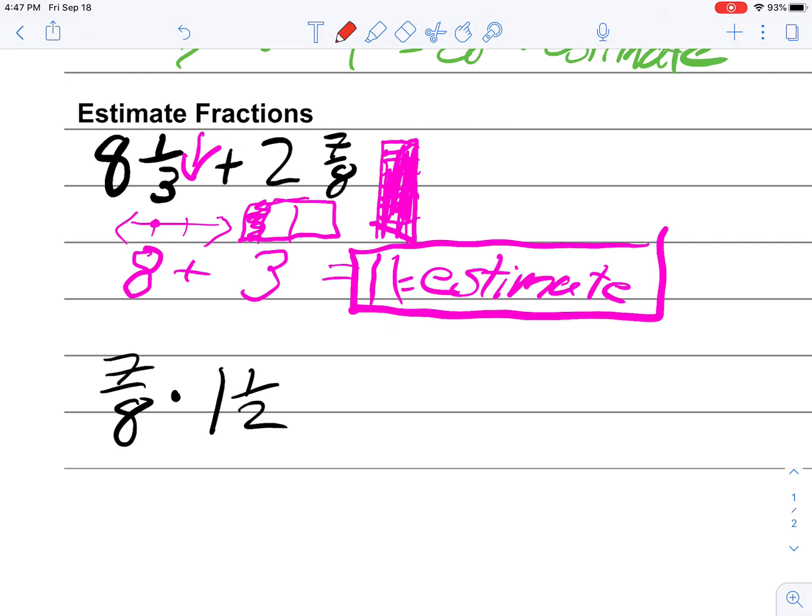7/8, I want to know, is that closer to nothing or is that closer to a whole? Well, up here, I showed that that's closer to a whole. So I know 7/8, that's pretty similar to the number 1 whole that would round to. Times 1 1/2. Well, for a half, I know that it would be filled halfway. We also know 1/2 always rounds up from when we were rounding decimals before. So 1 1/2, that's going to round up to 2. So my answer here is going to be pretty close to 1 times 2. So my estimate is going to be 2.